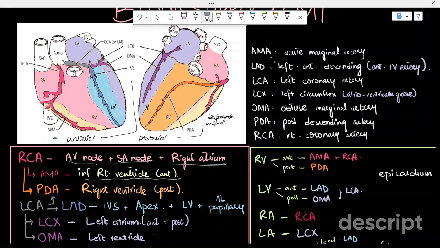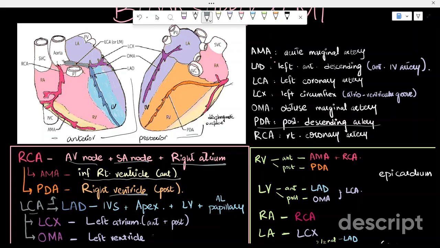Now, if we look at the posterior aspect of the right coronary artery, the pink artery over here gives off a vessel which is PDA, also known as posterior descending artery. Now, posterior descending artery may arise from right coronary artery or left coronary artery depending on the dominance. 90% of the time it arises from right coronary artery. So the PDA supplies the right ventricle, the posterior part of that.